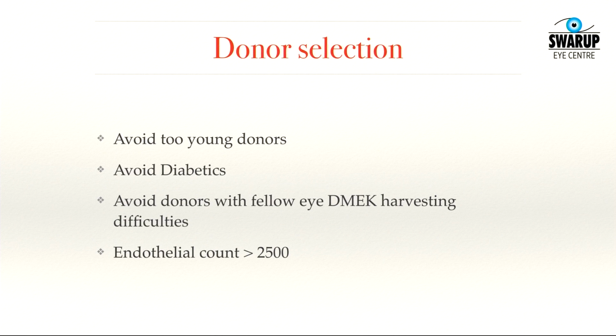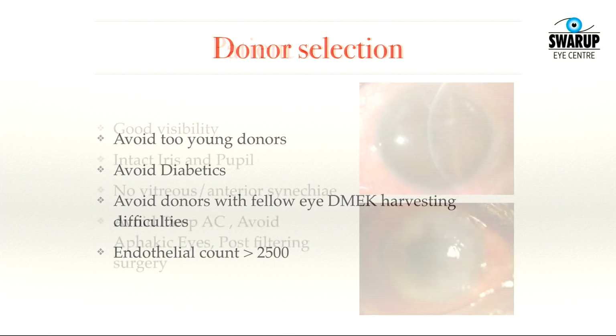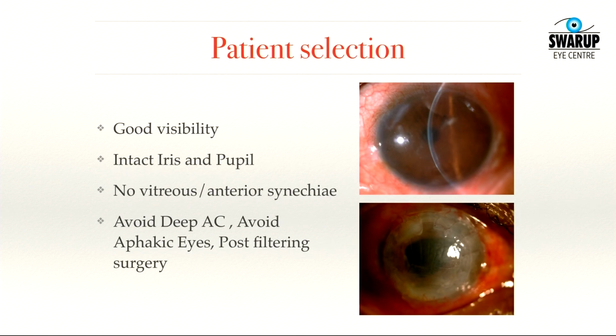It's important to select the patients carefully. Your donor also has to be selected carefully. Avoid too young donors, like I told you, they sometimes tend to have a very tight scroll, which may not open up easily. Sometimes the Descemet membrane may be adherent and may not peel off so easily. Diabetics tend to have more tears of the Descemet membrane, so if possible, avoid a diabetic donor. Avoid donors in which the fellow eye DMEK harvesting has had difficulties. Both eyes tend to behave in a similar way. And generally, you want at least a 2,500 count when you're taking a donor tissue for DMEK.